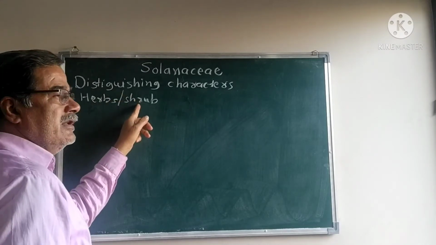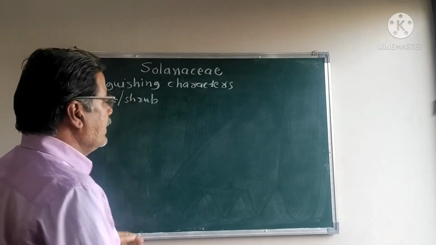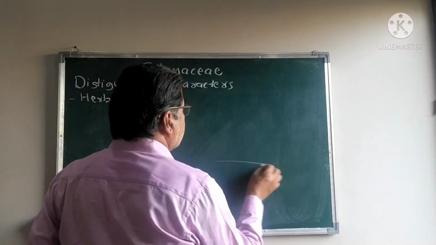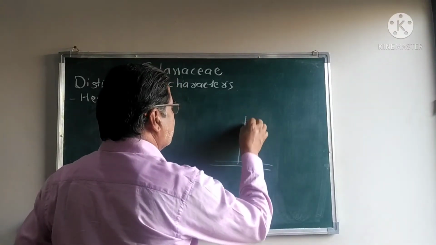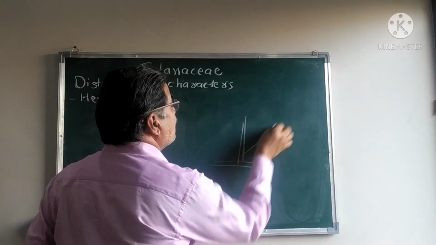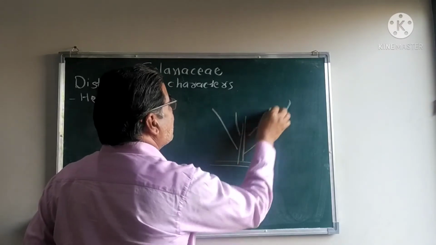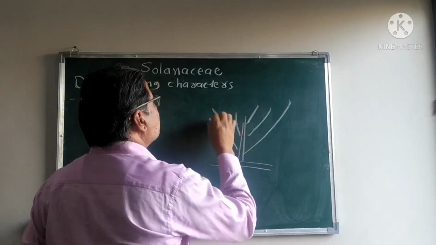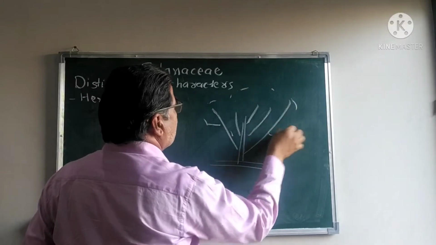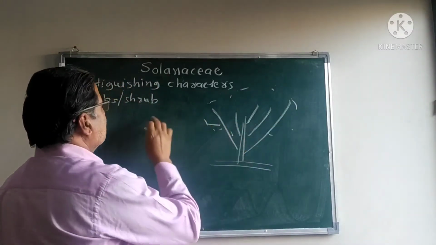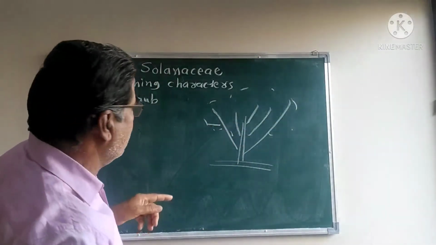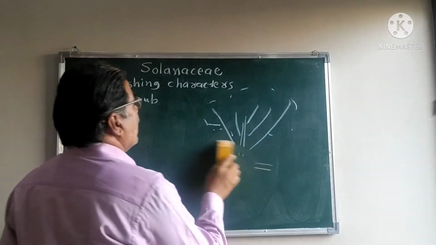Some plants are majorly shrubs. Shrub in the sense that from the ground level, from the basal region of the stem, many branches and sub-branches are produced, and it forms a bushy appearance. Such plants are known as shrub plants.